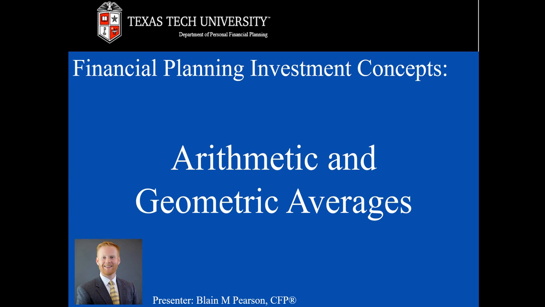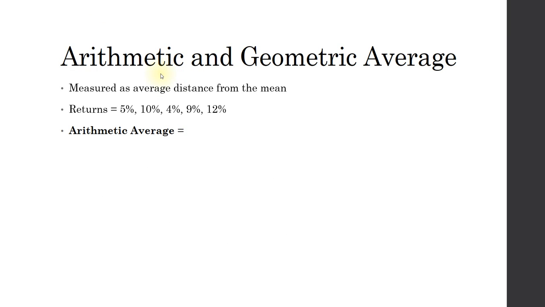In this video, we're going to take a look at the difference between arithmetic and geometric averages. To begin, let's first review what an arithmetic average is. An arithmetic average is simply the mean, the measure of central tendency in a set of numbers.